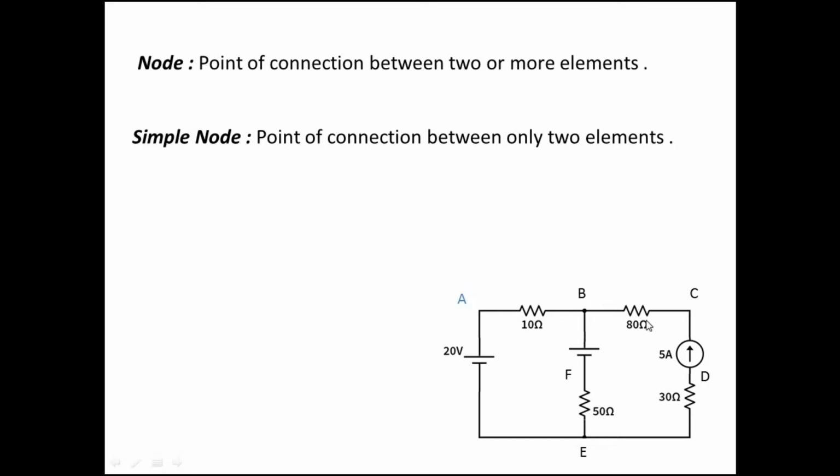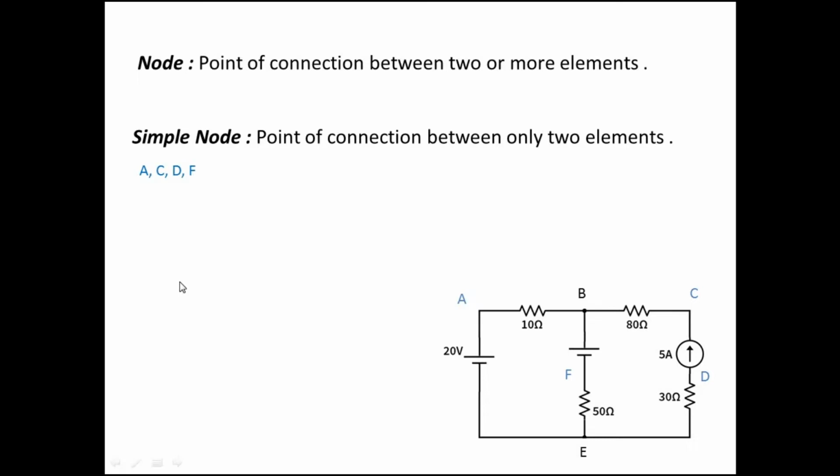C is only by 2, so it is a simple node. D is by 5 ampere and 30 ohm, so it is a simple node. E is by 3 elements, 30, 50 and 20 volt, so it is not a simple node. But F is by this voltage source and this resistance, only 2 elements, so it is a simple node.